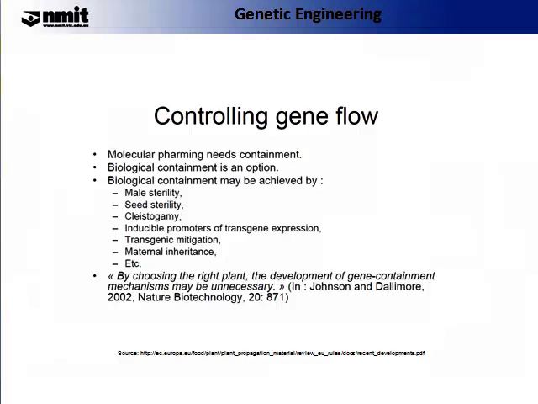Biological containment is an option. This may be achieved by several methods. There is male sterility, seed sterility, cleistogamy, inducible promoters of transgene expression, transgenic mitigation, and maternal inheritance. It was said by Johnson and Dolmore in 2002, by choosing the right plant, the development of gene containment mechanisms may be unnecessary.